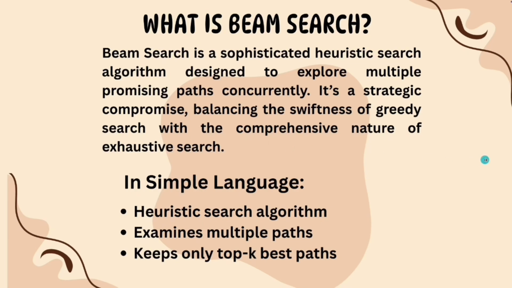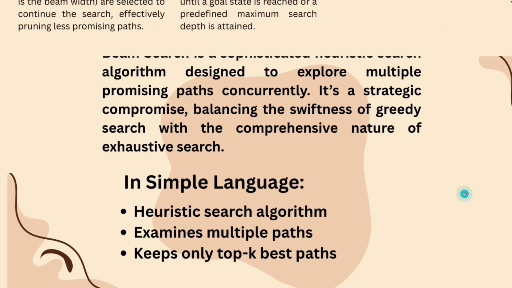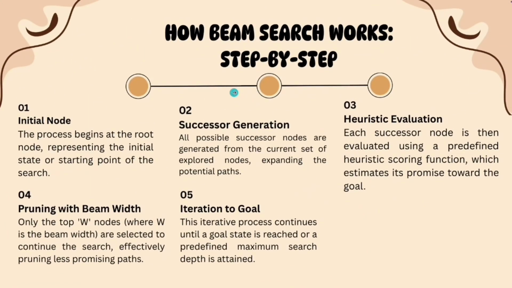Now, Ganesh will explain how the beam search algorithm works step by step. Thank you, Bibek. I'll explain on this page of the PPT how beam search works step by step. Step number 1, start at the root node. This is your starting point. At the initial stage, you have to choose the point from where you start. Then in step 2, generate successors. From the current node, generate all the possible next steps, so find out how many steps are possible from the initial stage.